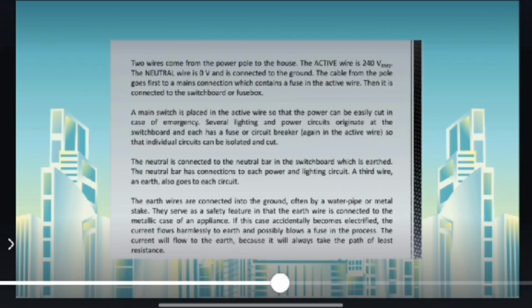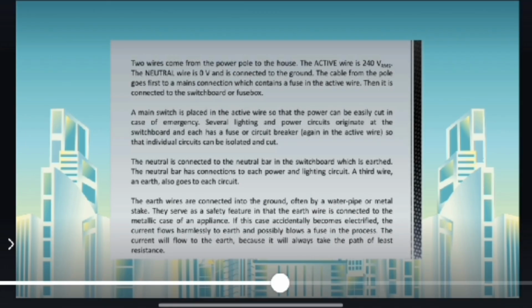The cable from the pole goes first to a mains connection, which contains a fuse in the active wire. Then it is connected to the switchboard or fuse box. A main switch is placed in the active wire so that the power can be easily cut in case of emergency. Several lighting and power circuits originate at the switchboard and each has a fuse or circuit breaker, so the individual circuits can be isolated and cut.